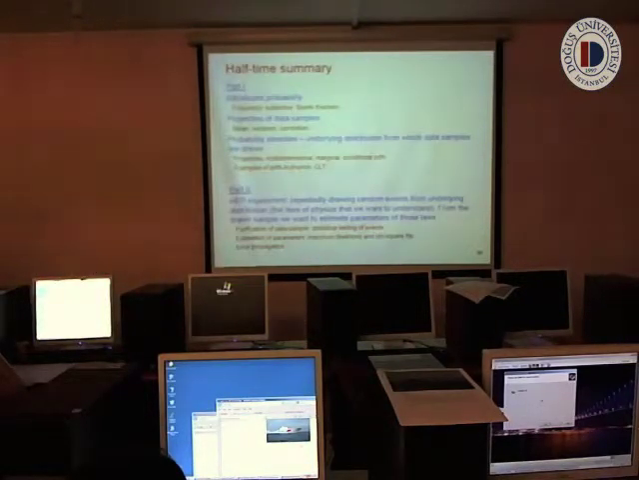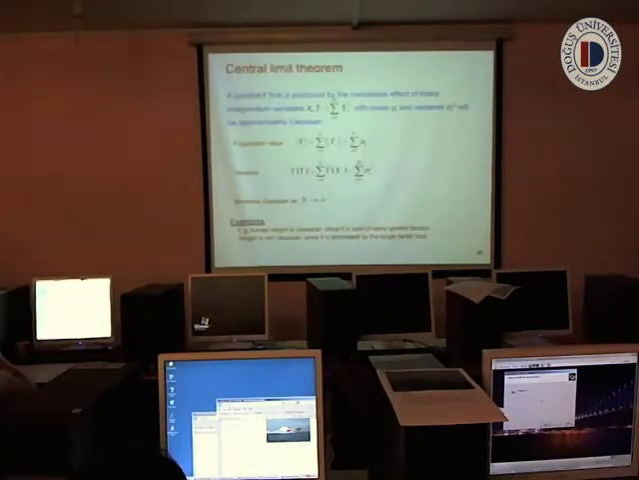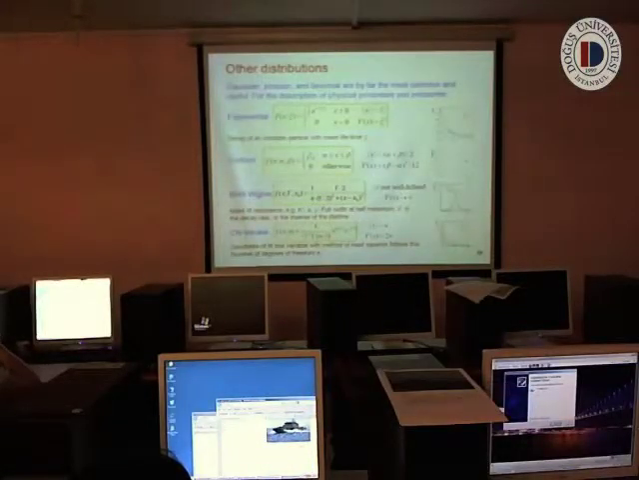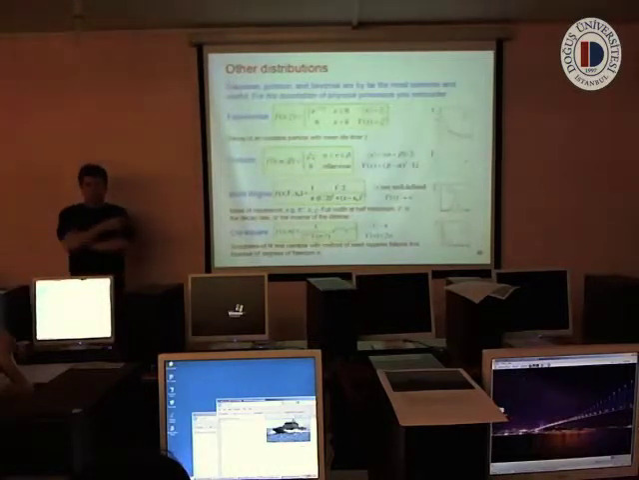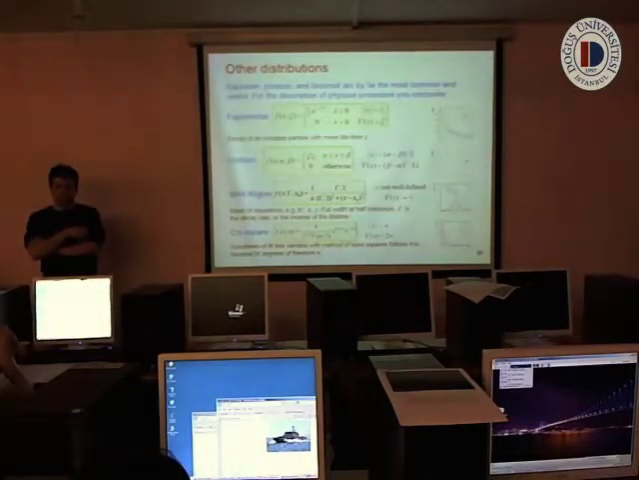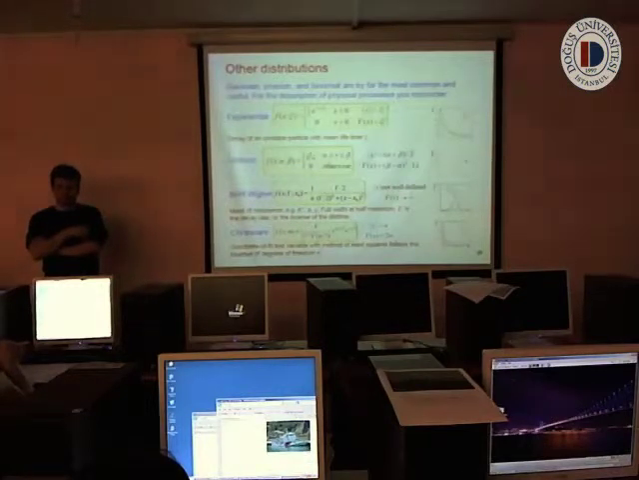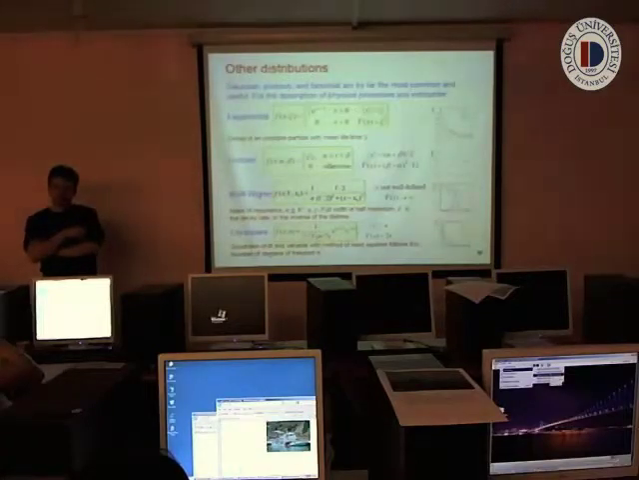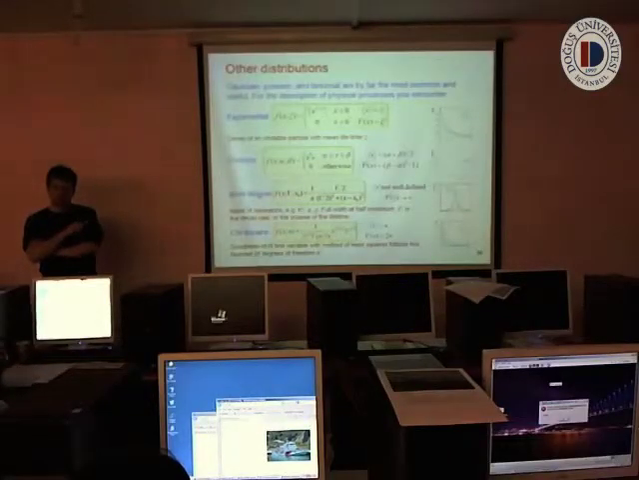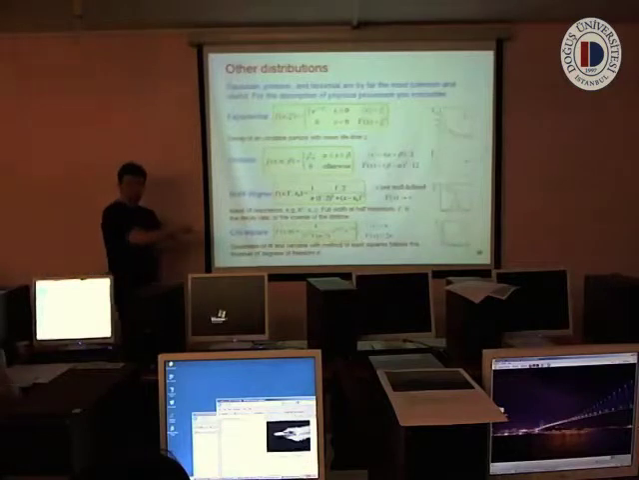Sorry, I have a question about the previous slide. About the central limit theorem? No, this one. Last lecture we said that chi-square is the difference between the histogram and the fit function. Yes. But I can't make the bridge between this and this.